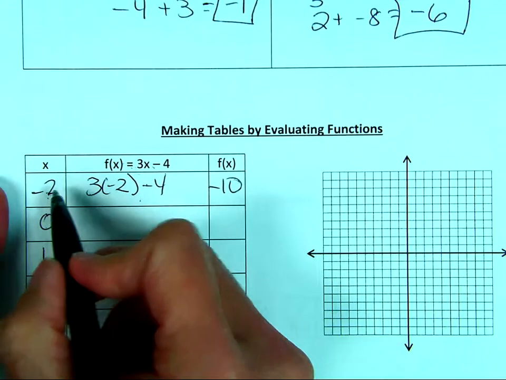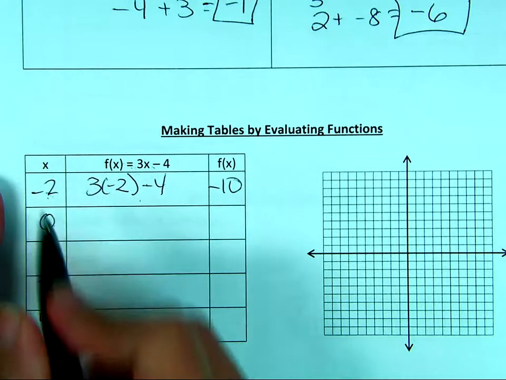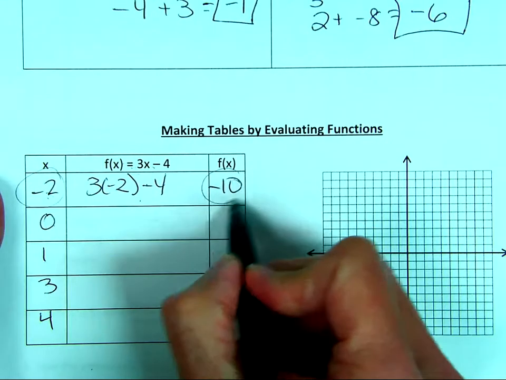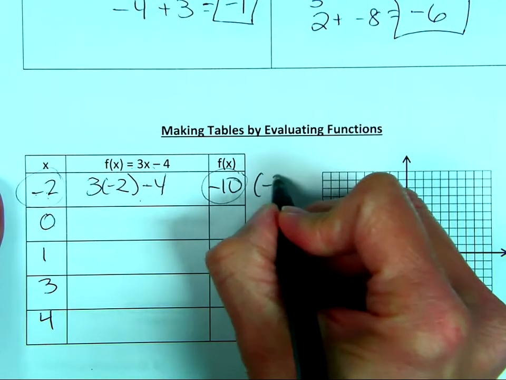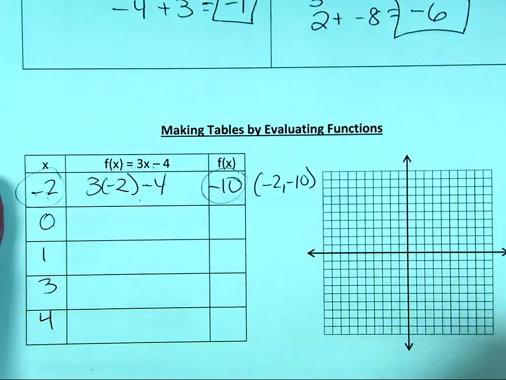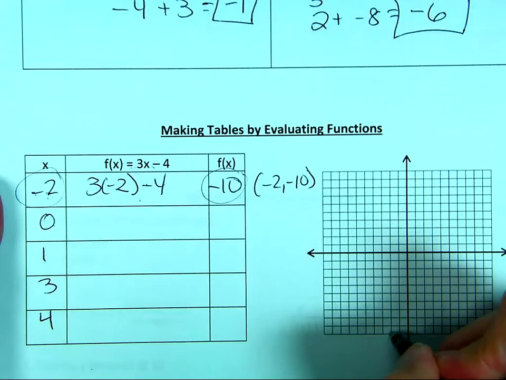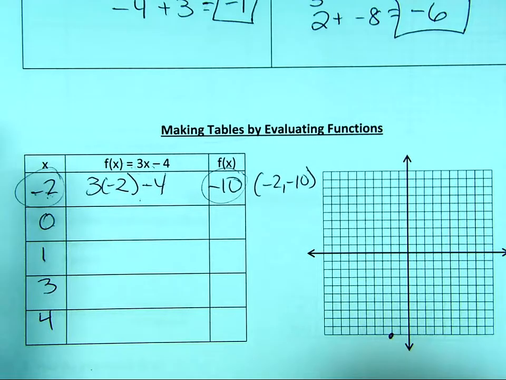Oh, let me graph the point first, because then I want to show you the connection there. This is our x. This is our f of x. It's like our negative 2, negative 10. That's a point on our graph. So we're going to go negative 2 and negative 10, and that's our first point that we're going to graph.